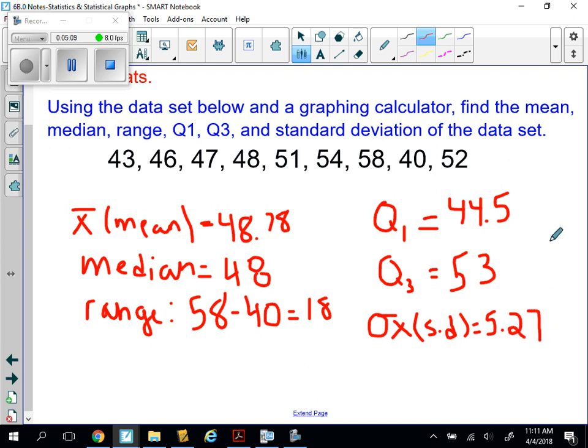So that's basically how you use the graphing calculator to find the one variable statistics for a set of data.